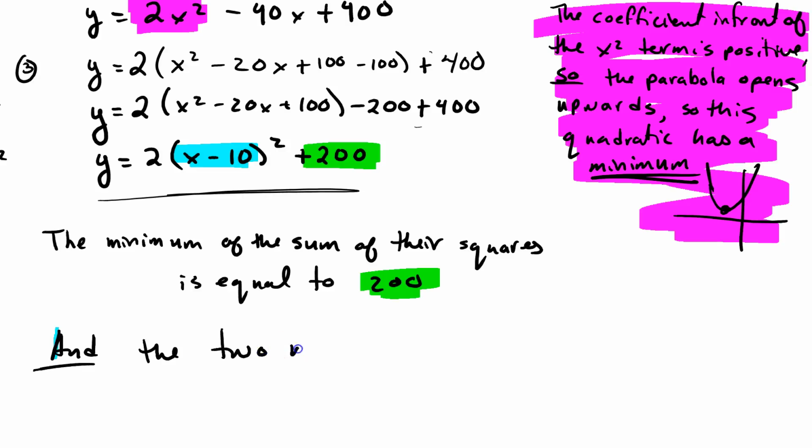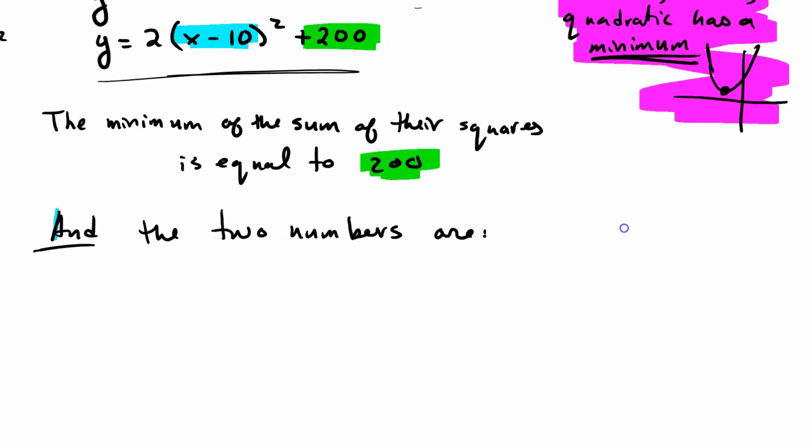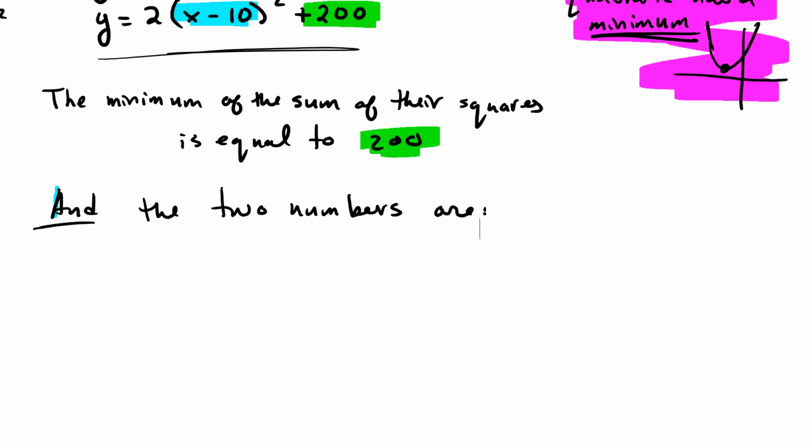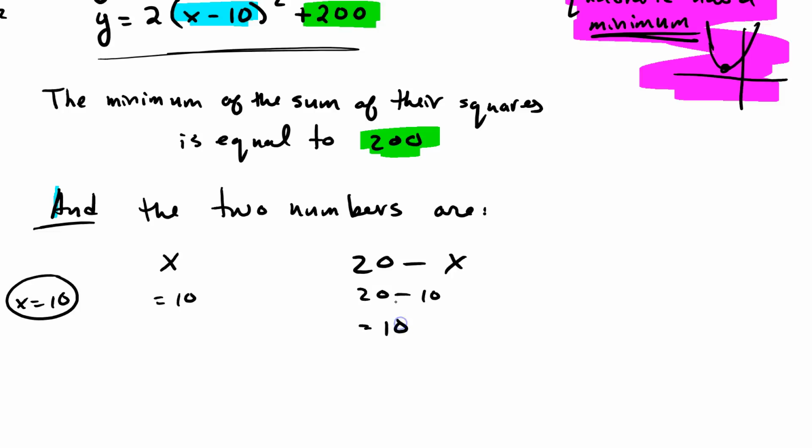The two numbers are x and 20 minus x. But we know that x equals 10. So x equals 10. And the second number is going to be 20 minus 10, which equals 10. So the minimum happens at 200 and the two numbers are 10.